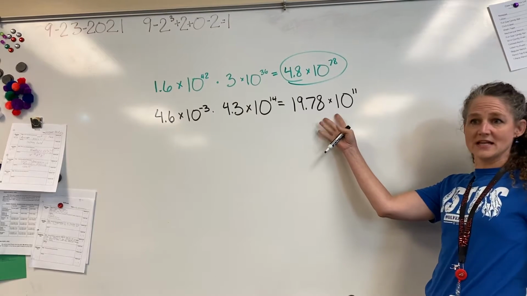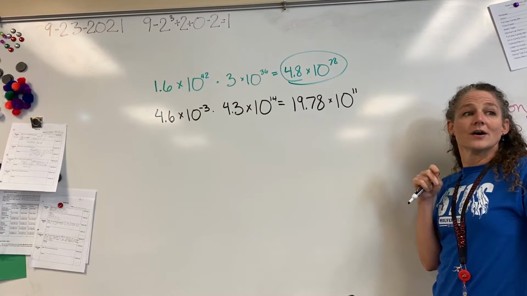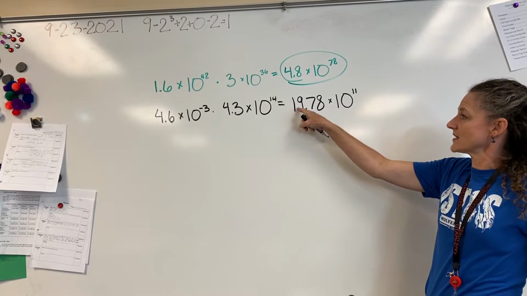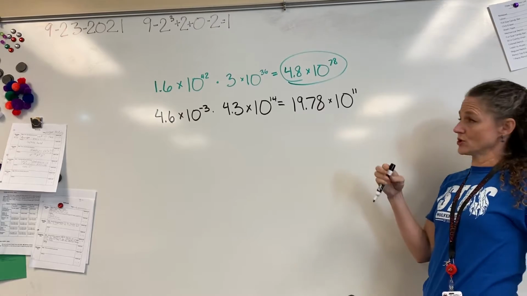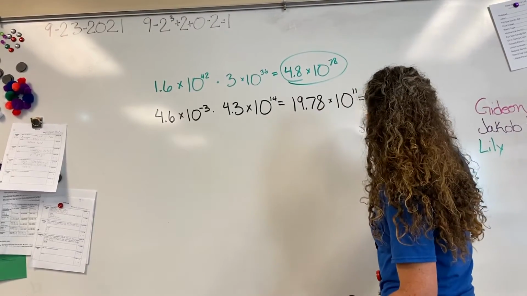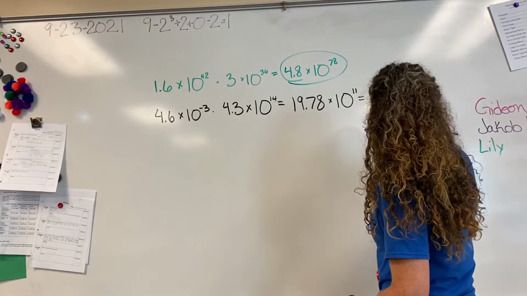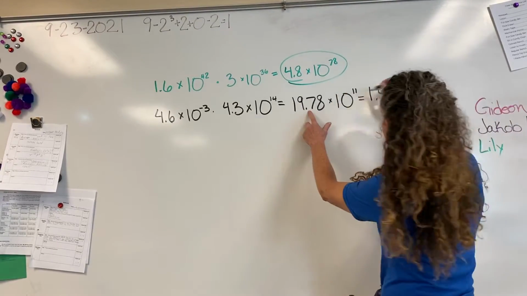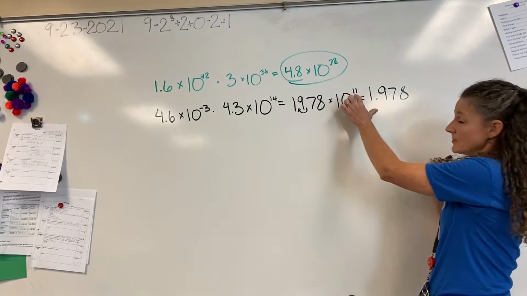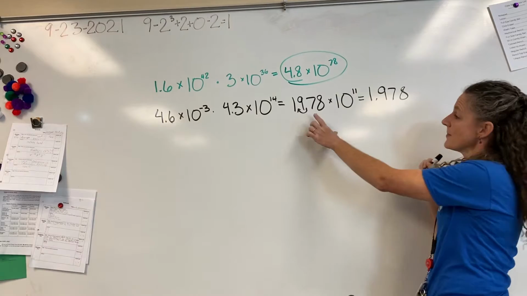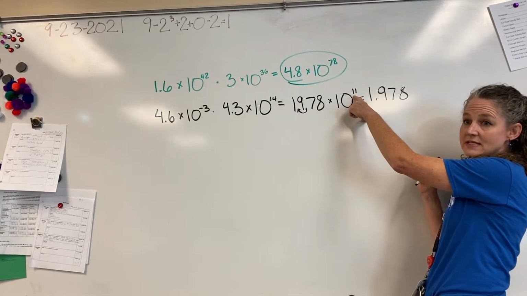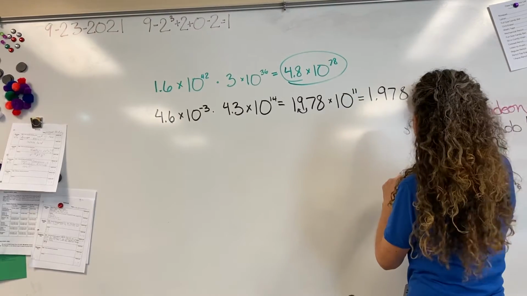Is this in true scientific notation? Oh, is it? We only need one number to the left of the decimal, and right now we have 2. So I need to fix that. So this is equal to 1.978. So I moved the decimal point to the left. So does this get bigger or smaller? How many places did I move it to the left? 1. So by how many bigger does this get? 1. So times 10 to the 12th.